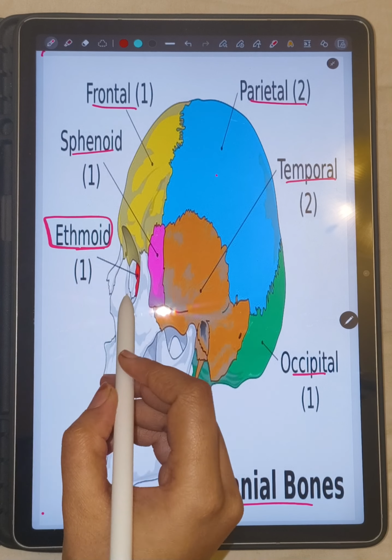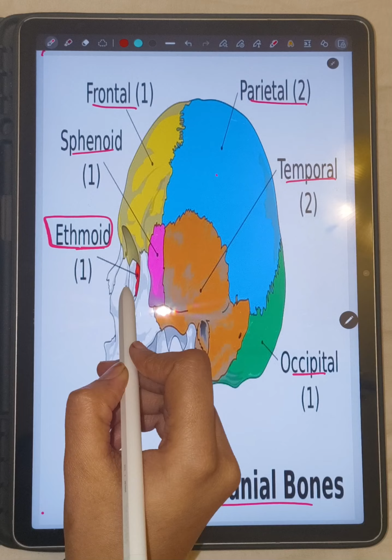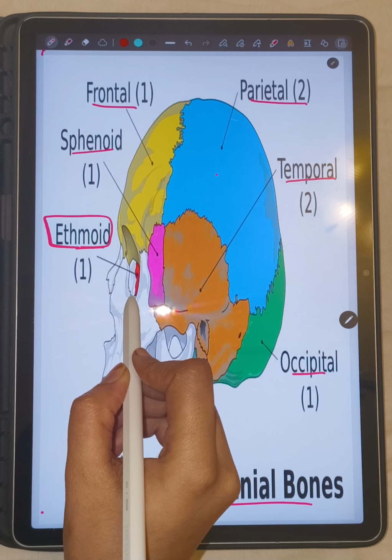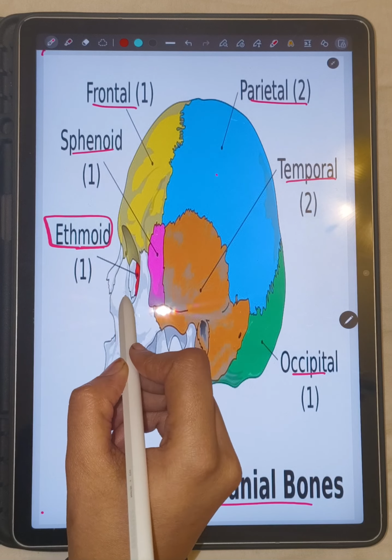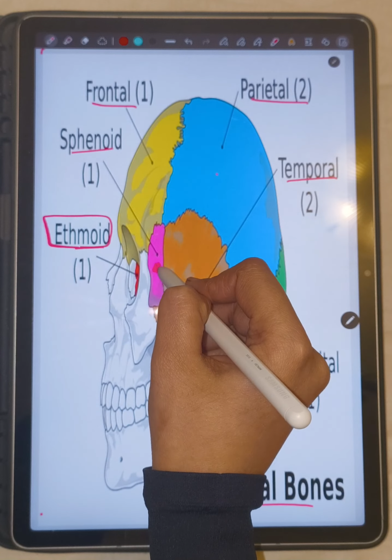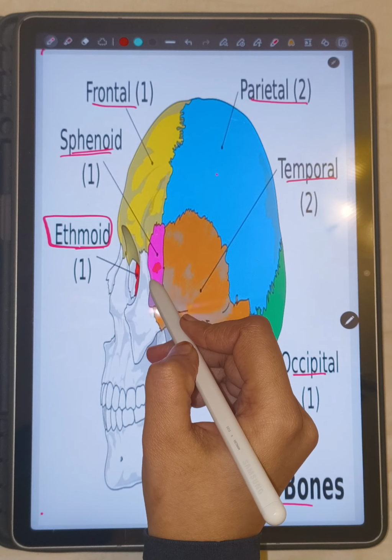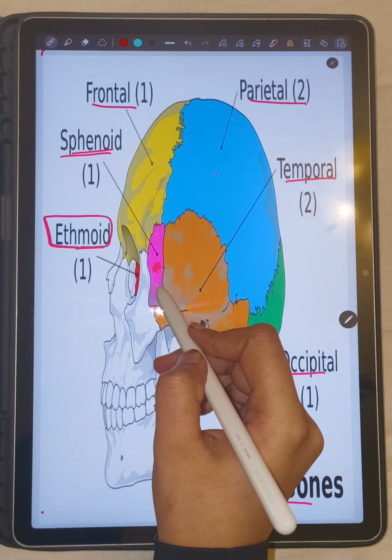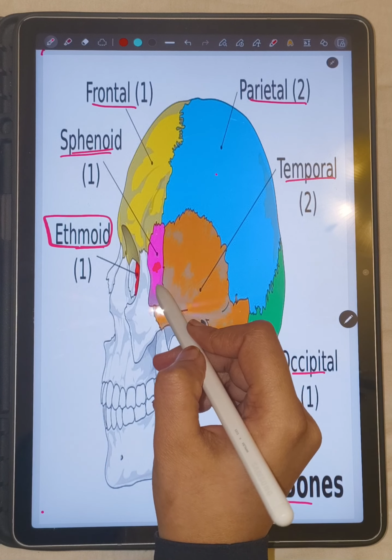Ethmoid, the red color bone, is located between the eyes in front of the sphenoid. It forms part of the nasal cavity and eye socket and supports the nasal septum. Next, sphenoid. The pink color one is the sphenoid. Located at the middle of the skull behind the eye, it acts as a keystone bone connecting other skull bones and helps form the eye socket.